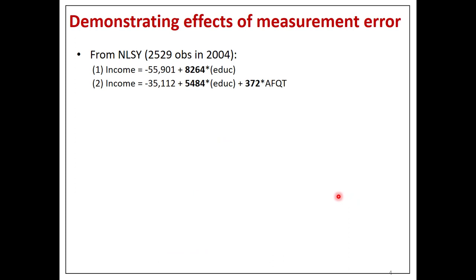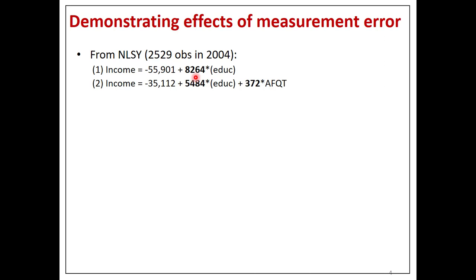Okay, so let's demonstrate the effects of measurement error using the National Longitudinal Survey. And so I have a sample of males from 2004. They're roughly in their 30s and 40s at this time. And so a very quick, simple model. This is using years of schooling rather than college education. And so a simple model has the coefficient on education being 8264, saying on average each year of schooling is associated with $8,264 more income.